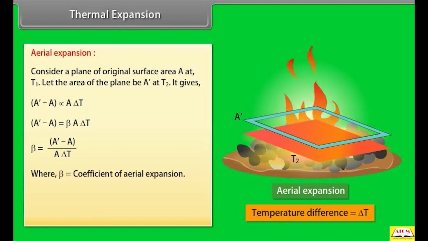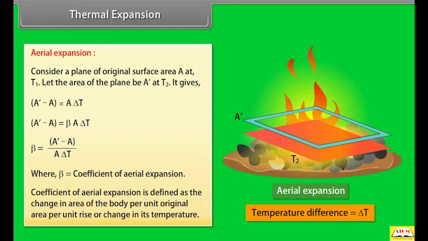Value of beta is equal to A dash minus A upon A delta T, where beta is equal to coefficient of aerial expansion. Coefficient of aerial expansion is defined as the change in the area of the body per unit original area per unit rise or change in its temperature.